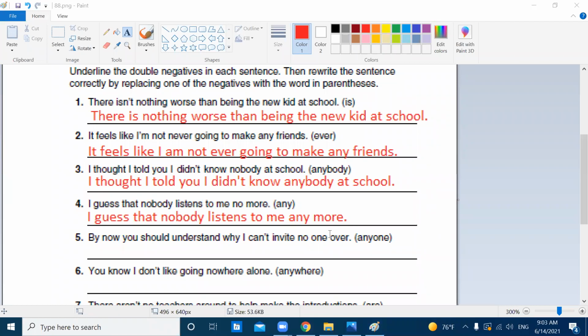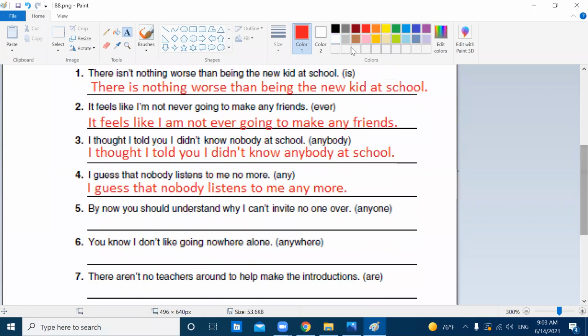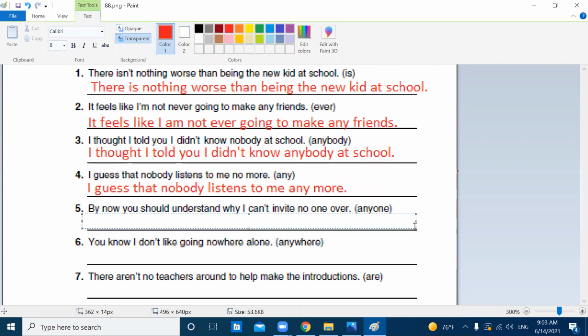Tahir, read number 5 for us, please. By now you should understand why I can't invite no one over. Underline can't and underline no. And write, by now you should understand why I can't invite anyone over. Very good, honey.